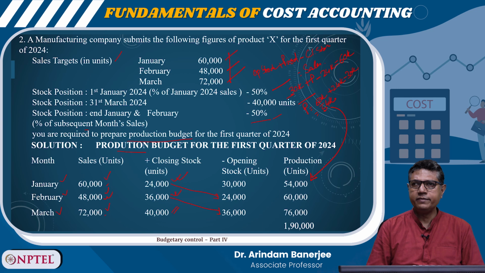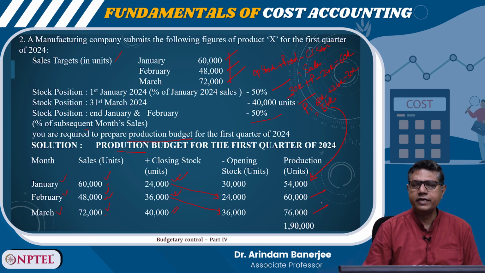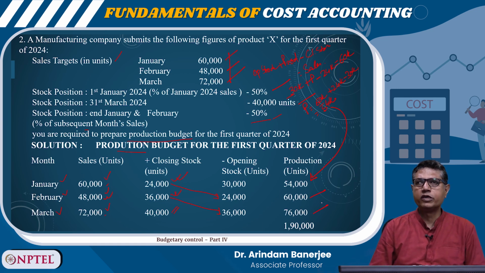Fine. Okay. So similarly, I can calculate for the month of February also, for the month of March also, right, the production units, and my production budget is complete. Okay, fine. Okay, next problem.